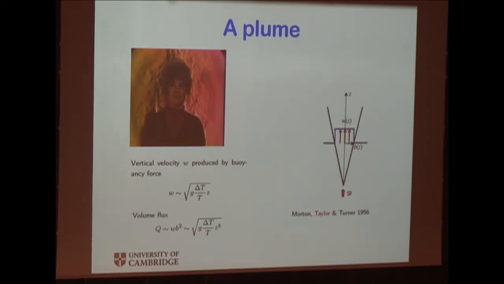And from that, we can calculate the flow above in this situation, and we can relate in particular the velocity in this plume to the temperature difference, and therefore the amount of air that's carried upwards, this volume flux, in terms of the temperature difference and the height above the person.